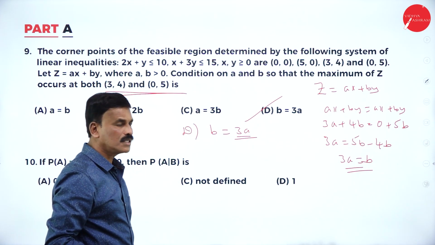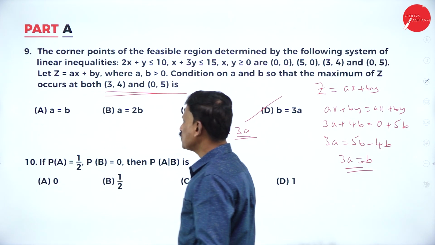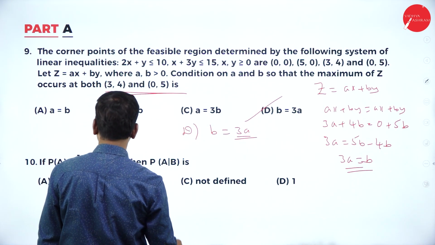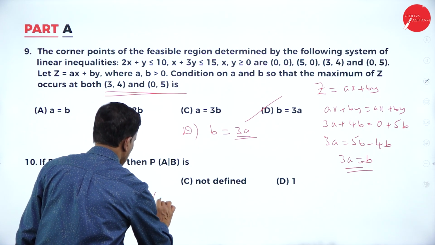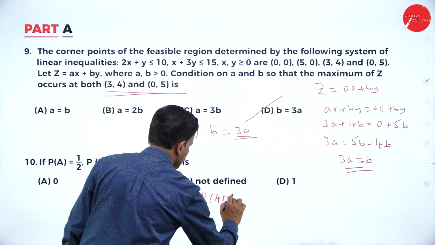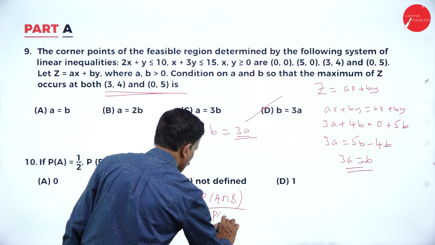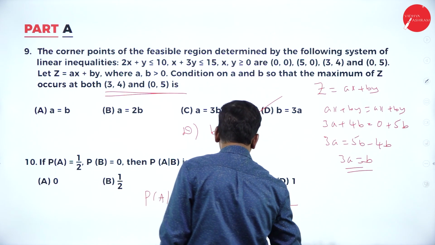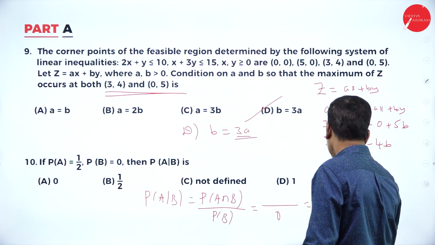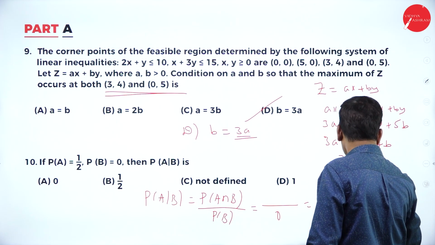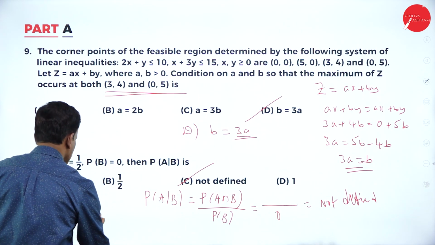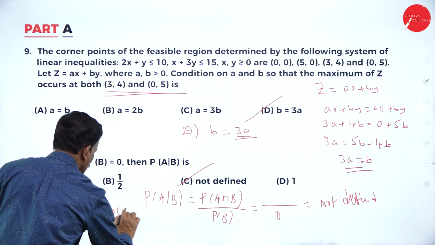That's it. Next, if probability of A is 1 by 2, probability of B is 0, then probability of A given B is, see here, probability of A given B is always equal to probability of A intersection B divided by probability of B. Whatever may be in the numerator, probability of B is 0. If 0 is in the denominator, it means infinity, that is not defined. So this is not defined. The option for this is C, not defined.